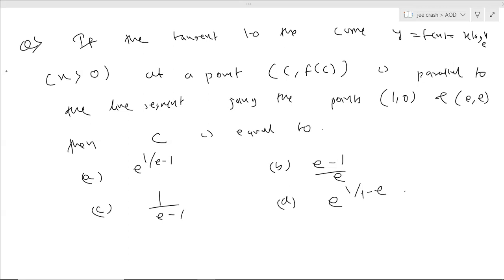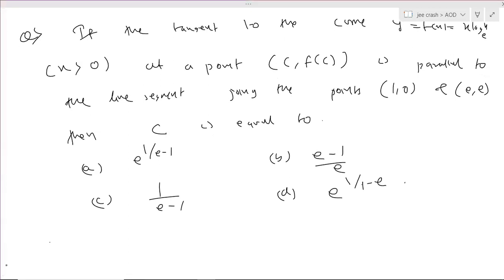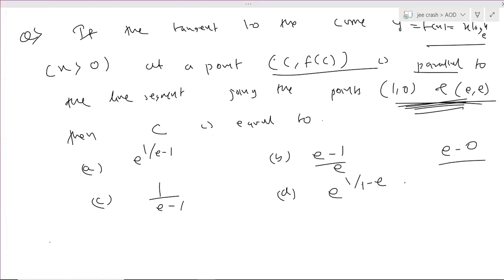Solved it. This is a very easy question. Here it says the tangent to the curve at this point is parallel to the line segment, right? Parallel means the slopes are equal. Just differentiate this and equate it with the slope. The slope joining these 2 points is e minus 0 upon e minus 1, so e upon e minus 1. This will be the slope.